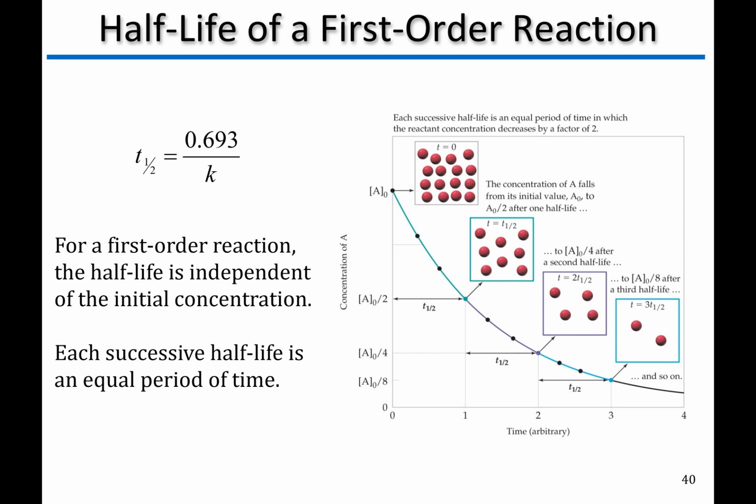So for a first-order reaction, the half-life is independent of the initial concentration, and each successive half-life is equal to a period of time. Every time we go through a half-life, half of the atoms have decayed. So if we start from T equal to 0, we have some initial concentration of A, and it falls from its initial value to A over 2 after one half-life, A over 4 for the second half-life, and then A over 8 for the third half-life. And it would just continue on that way, essentially for infinity.